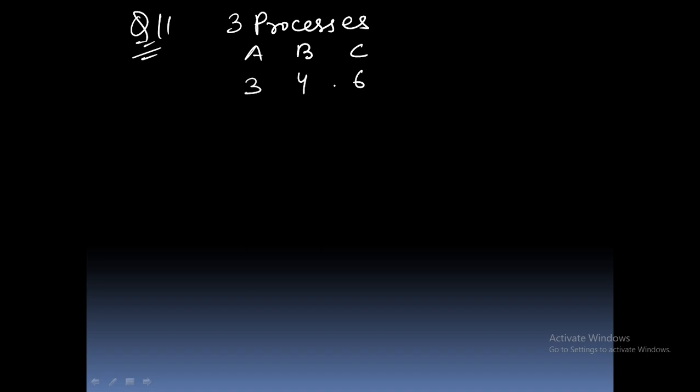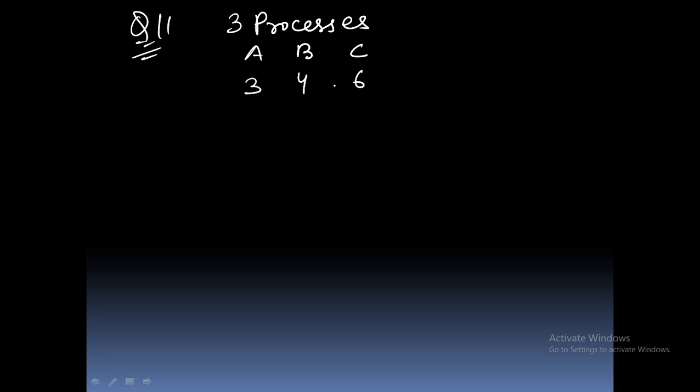In the next question, consider a system having m resources of the same type, and these resources are shared by three processes. We are given three processes A, B, C, which have peak demands 3, 4, 6. For what value of m will deadlock not occur?